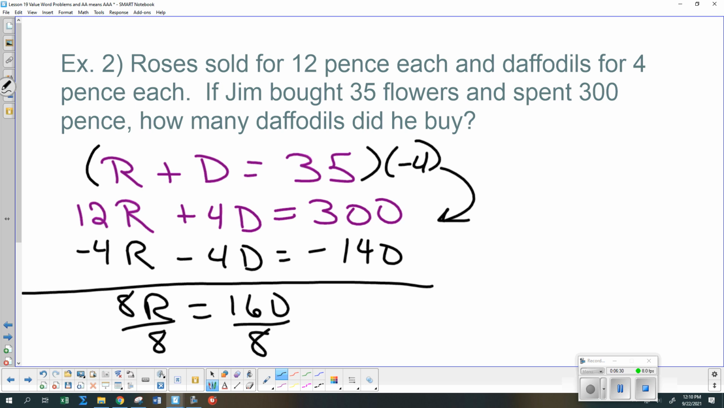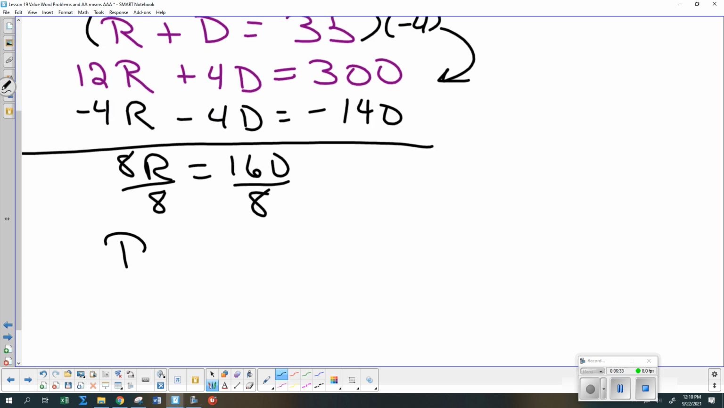So everybody, what is R? That was not everybody. What is R? And those are roses.